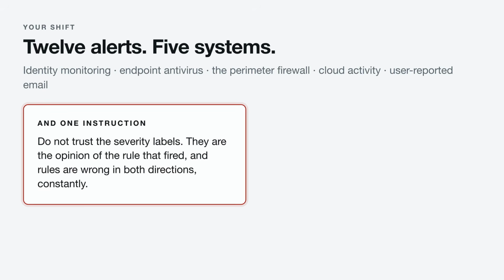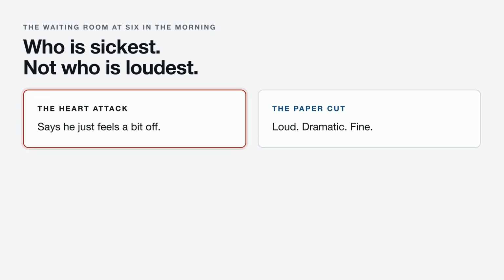And I'll tell you now what I told you in the brief. Do not trust those labels. They're the opinion of the rule that fired, and rules are wrong in both directions, constantly. I want you to think of it like the waiting room of an emergency department at 6 in the morning. 12 people waiting. One of them is having a heart attack and says he just feels a bit off. One has a loud, dramatic problem that's actually a paper cut.